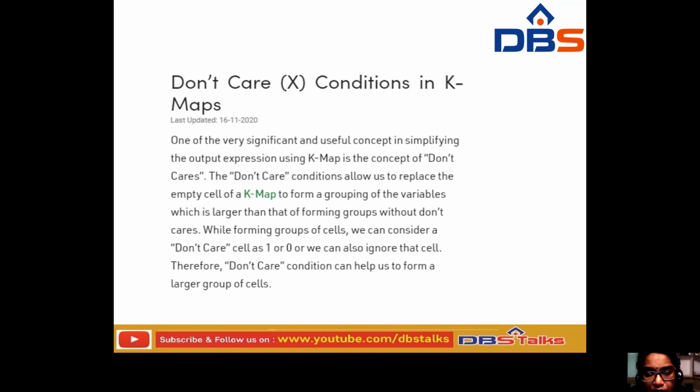The basic condition is that it allows us to replace the empty cell of the K-map to form a grouping of the variables. Therefore, we can treat a don't care cell as 1 or 0, or we can also ignore that cell. And the don't care condition can help us to form a larger group of cells. It is a very basic thing and a useful concept in simplifying the output expression using the K-map.